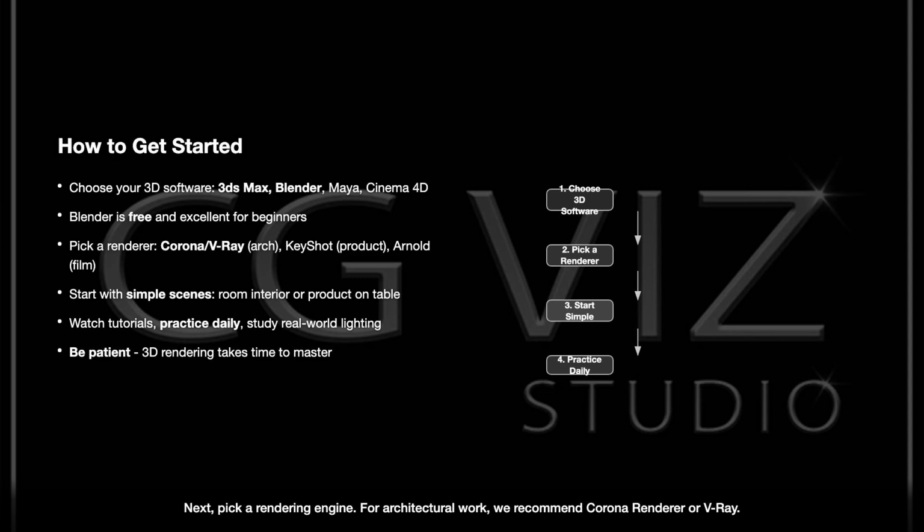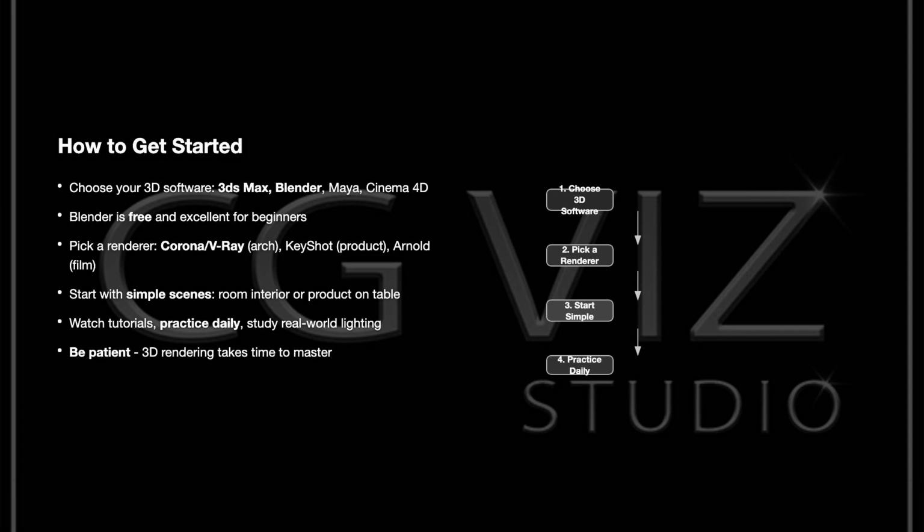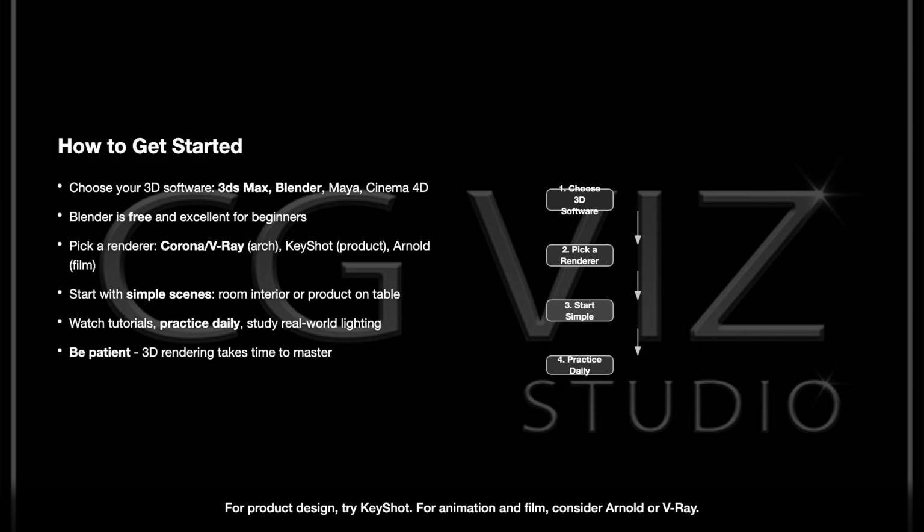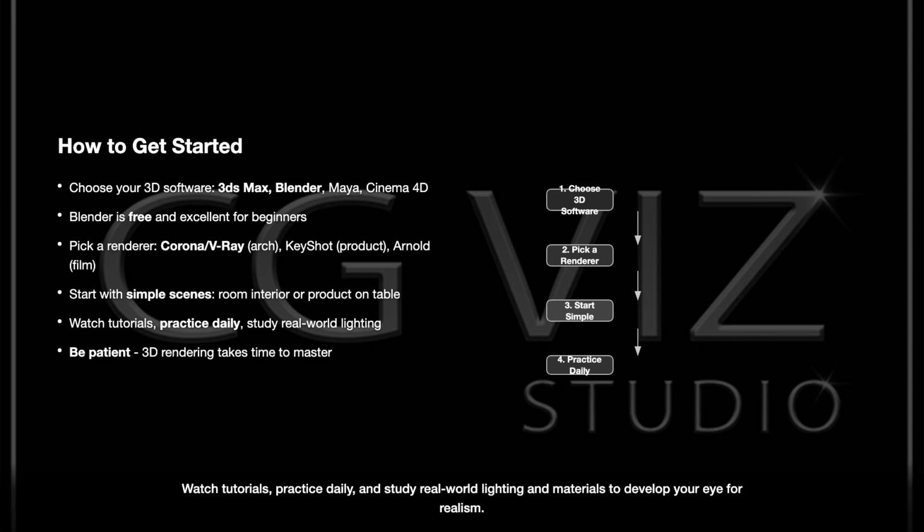Next, pick a rendering engine. For architectural work, we recommend Corona Renderer or V-Ray. For product design, try Keyshot. For animation and film, consider Arnold or V-Ray. Start with simple scenes. A basic room interior or a product on a table is a great first project. Watch tutorials, practice daily, and study real-world lighting and materials to develop your eye for realism. Most importantly, be patient. 3D rendering is a skill that takes time to master, but the results are incredibly rewarding.